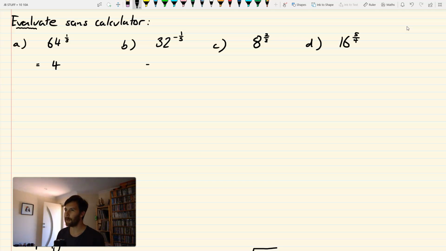The next one, I've got to do a little bit of rearranging. So I've got 32 to the power -1/5.